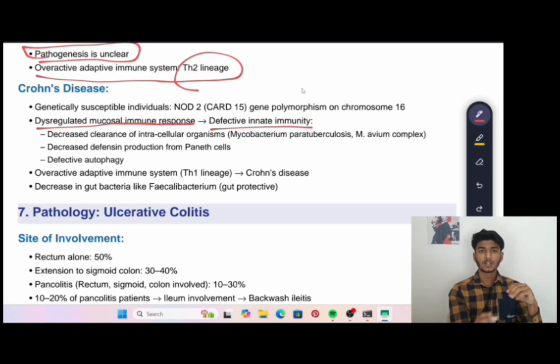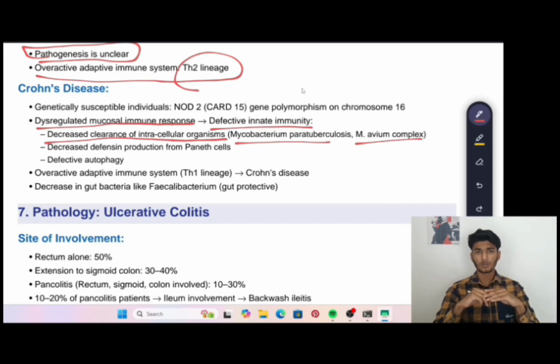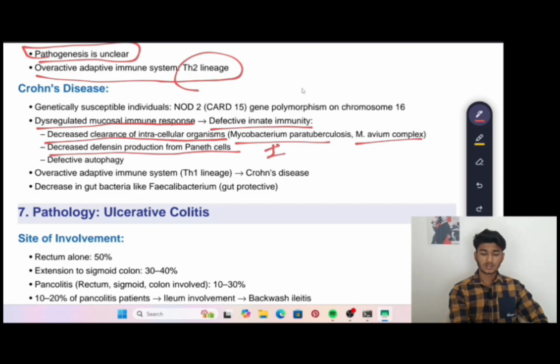There will be defective innate immunity. If the innate immunity is defective, the clearance of the microorganisms will be hampered. Look, the decrease in the clearance of the intracellular organisms like Mycobacterium paratuberculosis and Mycobacterium avium complex. They will just enter inside the cells and start disrupting the system. Then there is decreased defensin production in the Paneth cells. Paneth cells are basically responsible for the secretion of IgA antibodies. If IgA antibody is not secreted, these microorganisms cannot get a full clearance. They will get inside the system and they will start disrupting it.